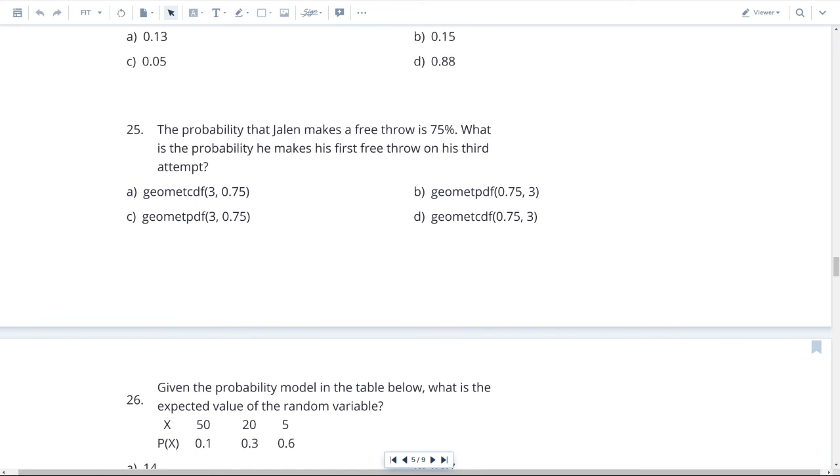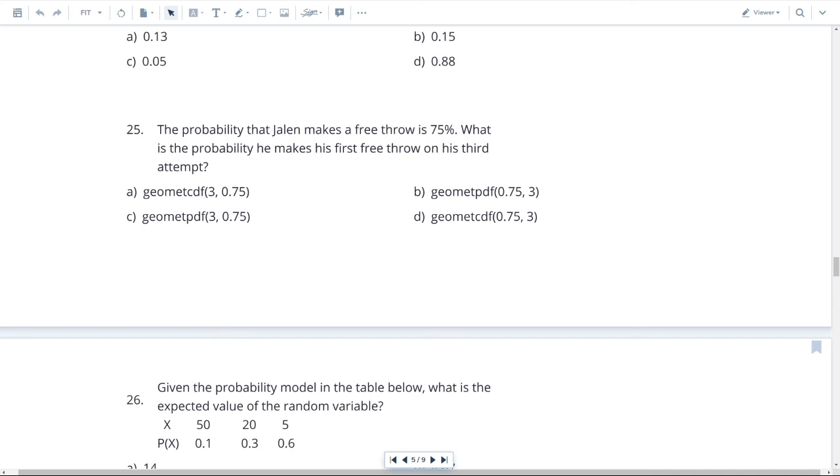On number 25, looks like 61% of you got this right. And this came down to simple, the main difference between those who got it right and those who got it wrong, it was the difference between PDF and CDF. The vast majority of you picked a B or D.